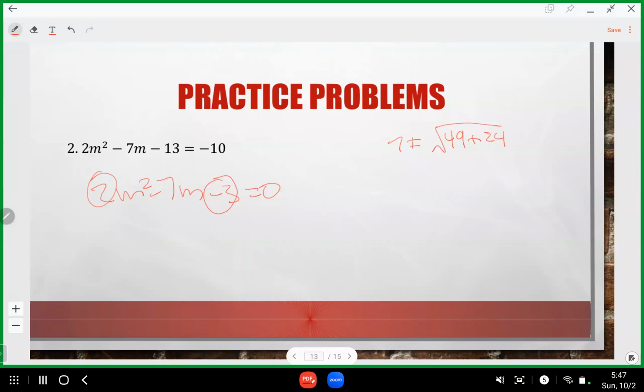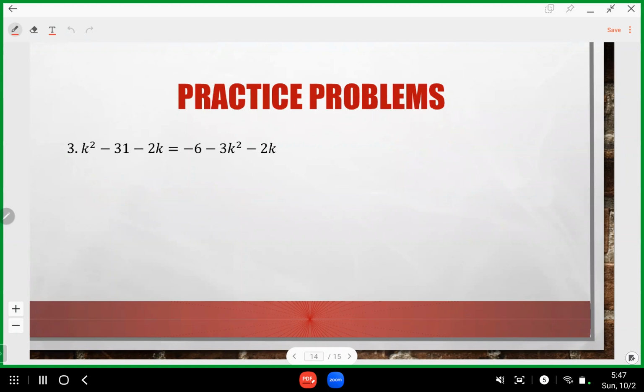But then we have this ugly number. This is bad, but anyways, let's just go on with this. So 7 plus minus the square root of 73. I don't think we can do anything with that, so that's going to be our answer. We're just going to keep it that way because that's the most simplified. If you cannot simplify, that's the most simplified I can get.